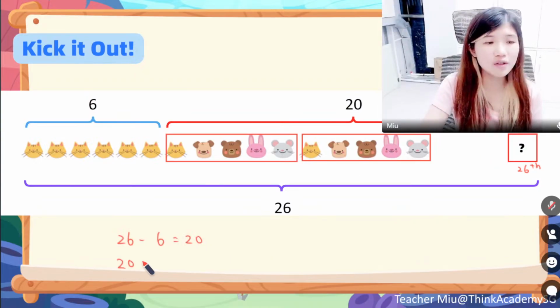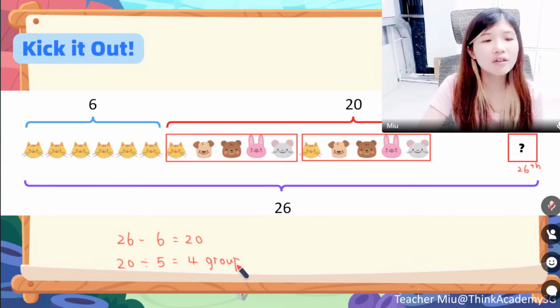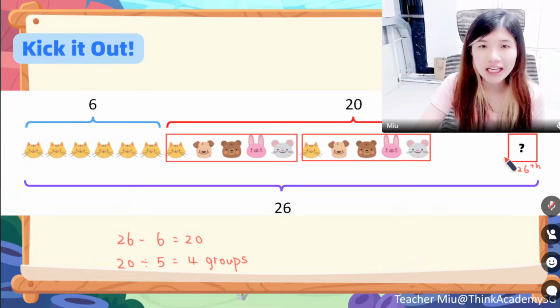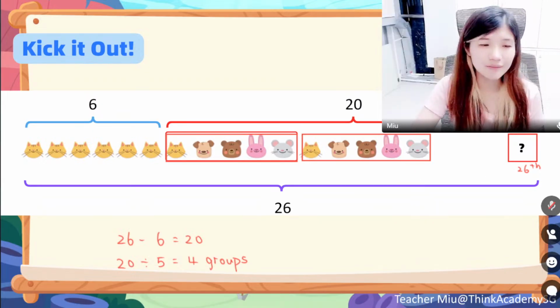So you need to use 20 divided by 5 in a group, 5 in a group, 5 in a group, to find out there are 4 groups. No remainders. So that means it must be the last one in the group, which is the mouse.